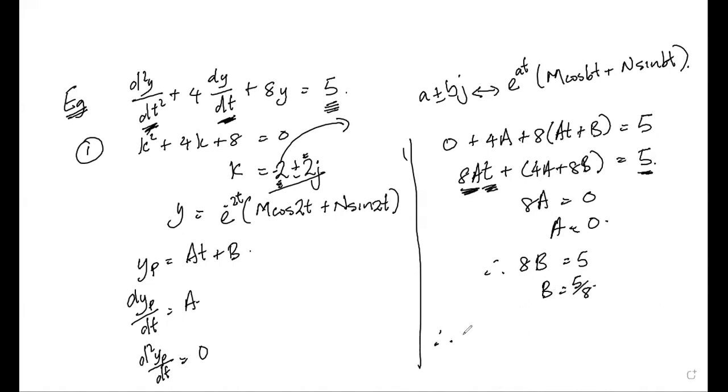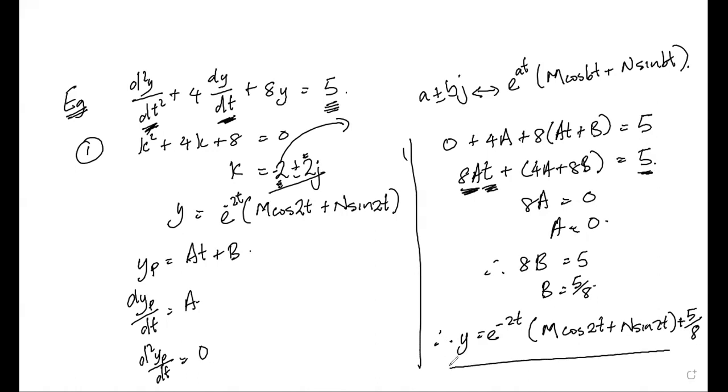Therefore the general solution is y = e^(-2t)(m cos 2t + n sin 2t) + 5/8. All right, so this would be my solution. I'll take it from that end.